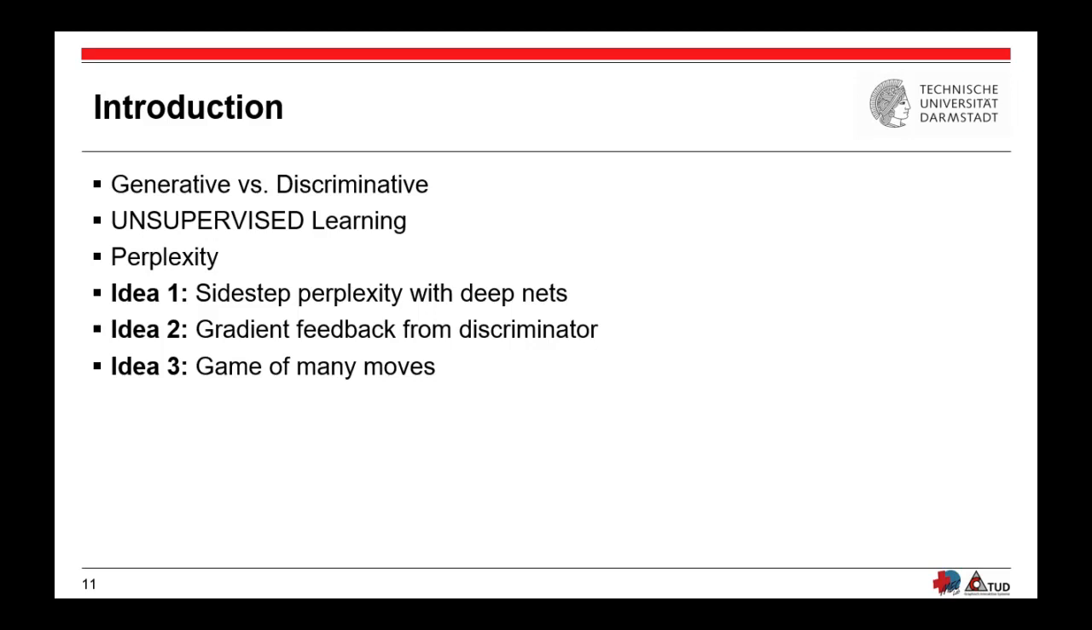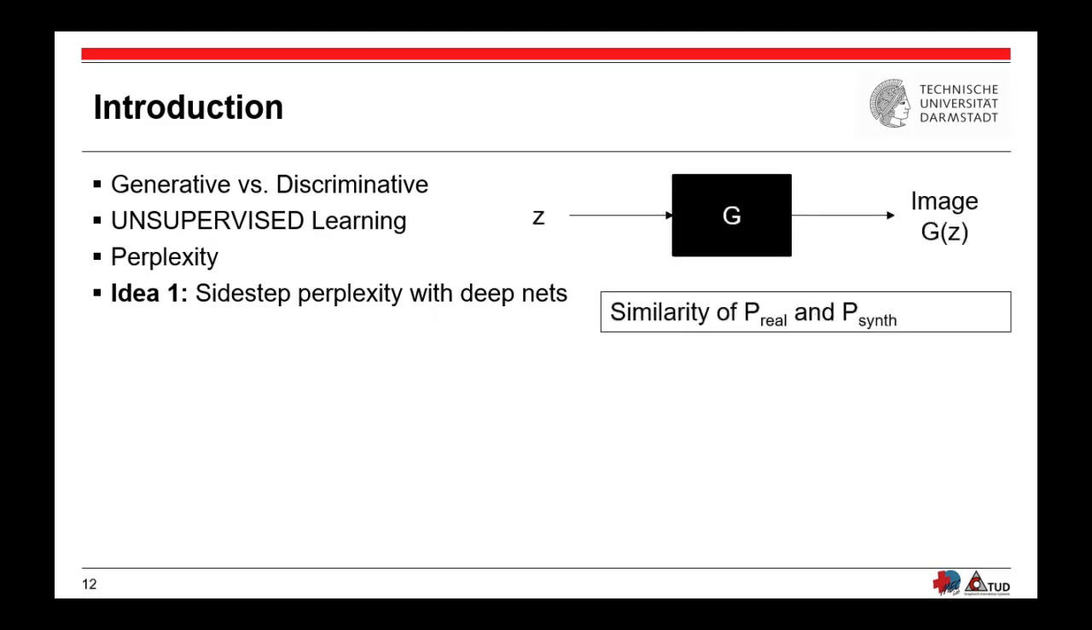So the first idea is sidestep perplexity with deep neural networks. What does it mean? You have this real world data distribution from which all the data are coming, of which you don't have much idea. But you now have a synthetic probability distribution which you are trying to make as close to the real world as possible. So that's where the similarity kicks in. Now, because deep neural networks are so good at discriminating, why not try to discriminate these generated images using deep neural networks?